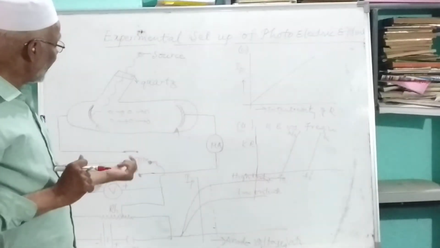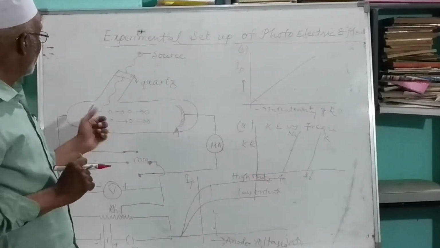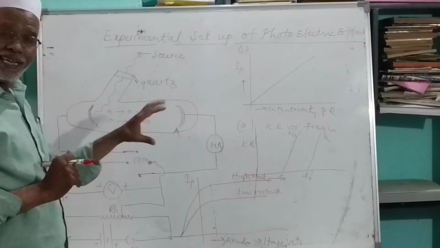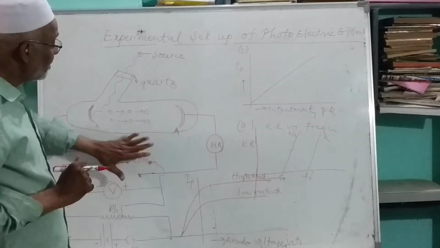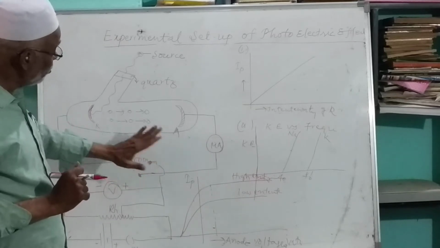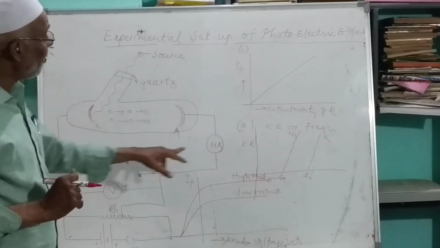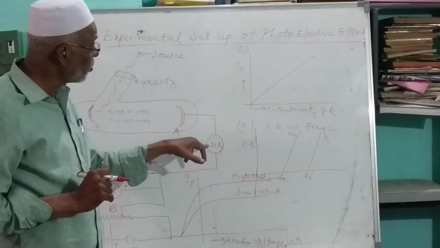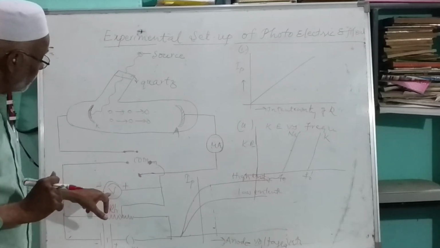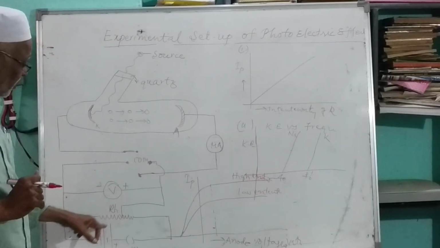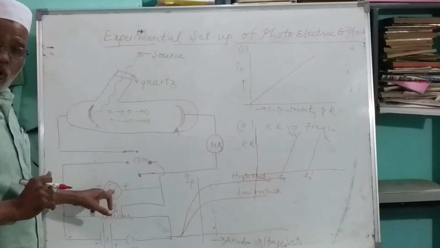You can change the polarity of the cathode and anode by changing the commutator. This is the function of the commutator. Whereas this is the microammeter, which measures the current. This is the voltmeter, which is connected in parallel to this battery, which measures the voltage.